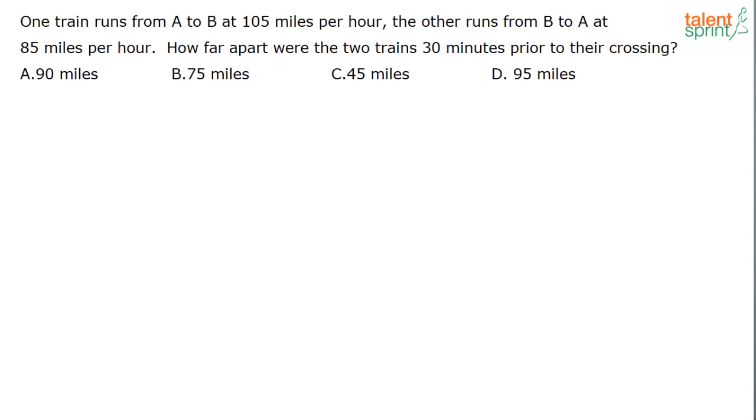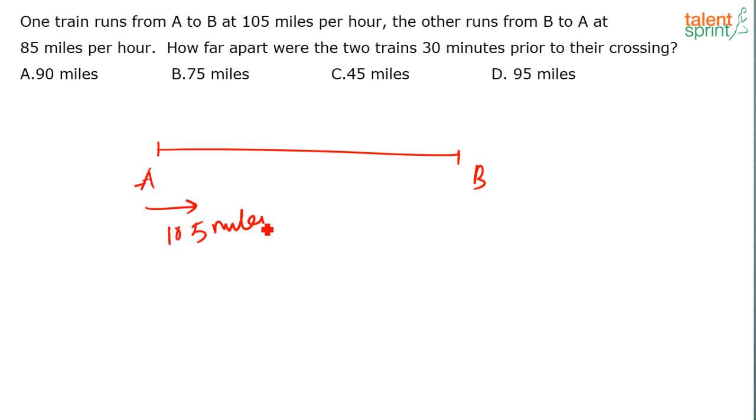Okay, let us start. See, there are 2 points A and B, correct? Now there is one train which travels from A to B at a speed of 105 miles per hour, correct? And there is another train which starts from B and moves towards A at a speed of 85 miles per hour, correct? Now, how far apart were the two trains 30 minutes prior to the crossing, correct?